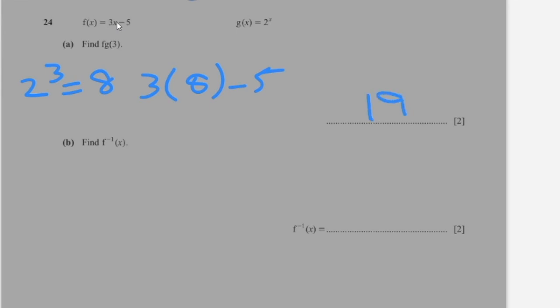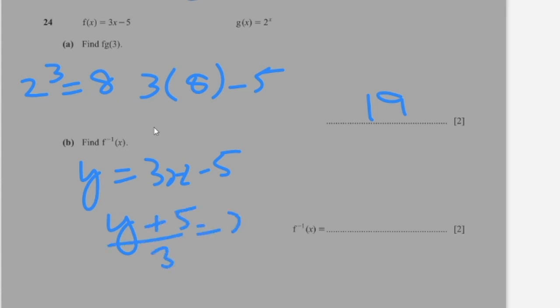And now we're supposed to calculate B. Find f inverse. So we have y is equal to 3x minus 5. So we shift 5 over there. We are basically trying to make x the subject of the formula. So we have y plus 5 divided by 3 is equal to x. Now instead of writing y over here, we write x in the answer. So we have x plus 5 divided by 3.